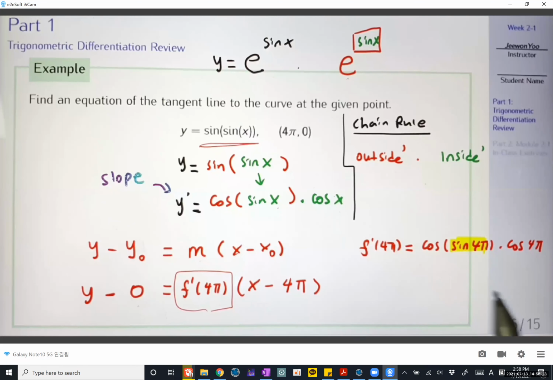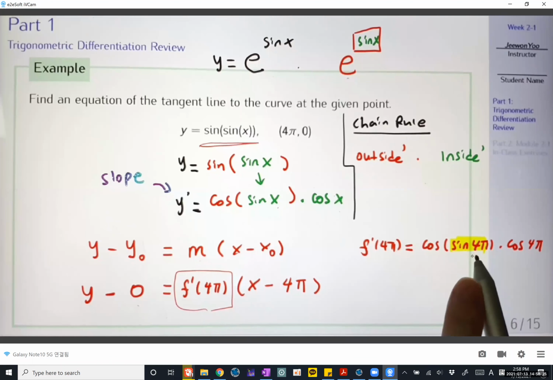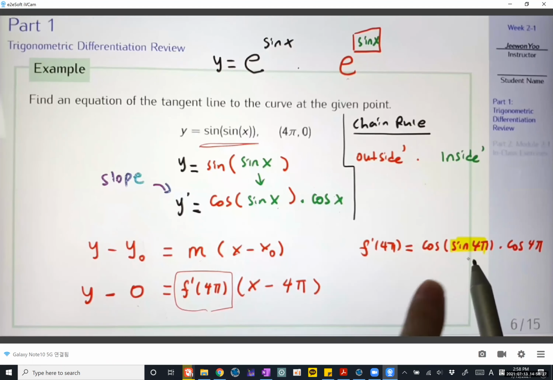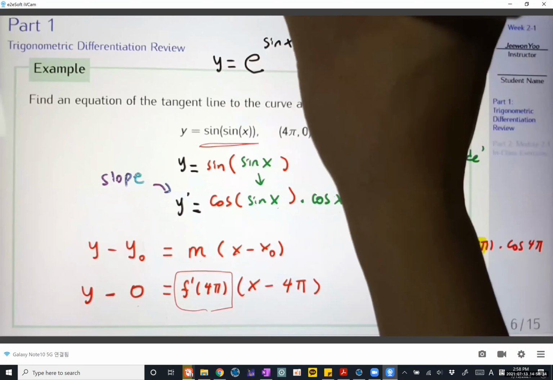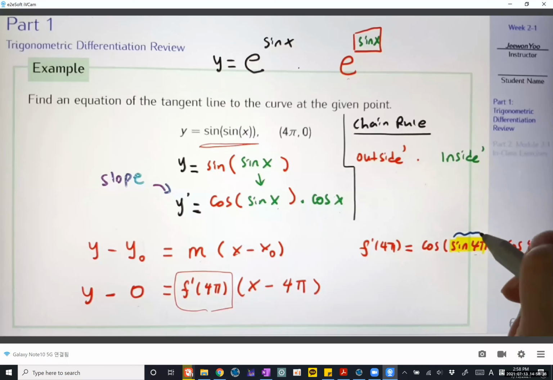Correct. For those of you who are a little bit confused with this one, could you please remember, sine of a multiple of pi is always 0. It's always 0.